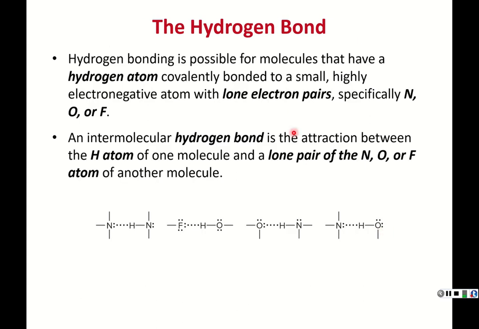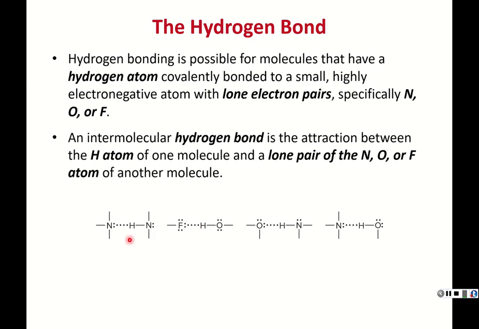So for hydrogen bonds to be possible, molecules need to have a hydrogen, but it has to be covalently bound to a very small electronegative atom with a lone pair of electrons. So nitrogen, oxygen, or fluorine are the ones that are seen in hydrogen bonds. An intermolecular hydrogen bond is the attraction between the hydrogen atom of one molecule and the lone pair of the nitrogen, oxygen, or fluorine atom of another molecule.